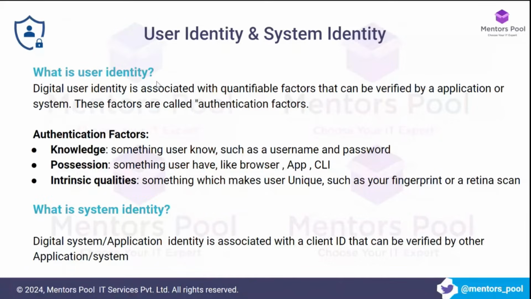So I said there are two types of identities: user identities and system identities. User identities are digital user identities associated with quantifiable factors that can be verified by the application system. So it has some factors using which the system will identify it. This identity will have some knowledge, like a user ID and a password. It will have some way to reach out to this system. The identity access management is running behind the system you are trying to access.